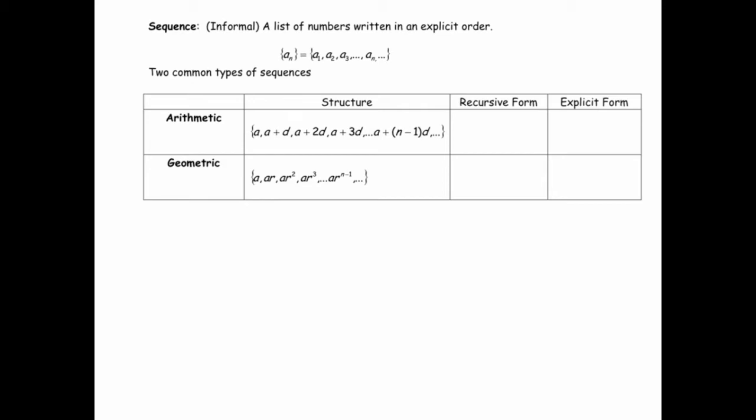And so here you'll see some notation. You see the swirly brackets here with the a sub n, and that's just notation to represent the list of numbers, and the subscripts represent the placement of the numbers in the list. So a sub 1 means that's the first number in the list. A sub 2 means that's the second number in the list. And a sub n means that's the nth number in the list.